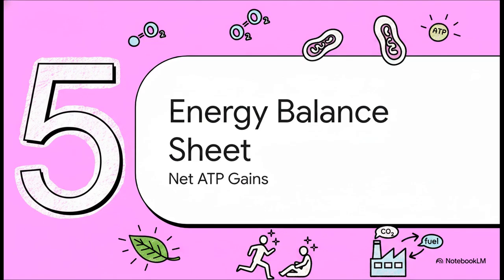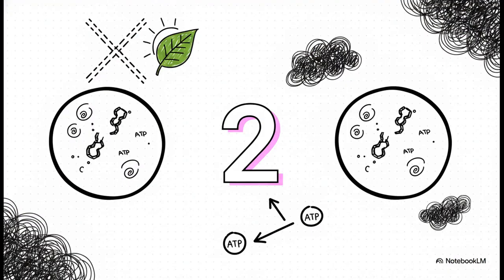So Section 5, the energy balance sheet. We've seen the chemistry, now let's check the ultimate scoreboard for these two strategies. If a cell relies purely on fermentation without any oxygen, the net gain from breaking down one single glucose molecule is just 2 ATP. 2! It's a survival mechanism for sure, but you're definitely not thriving on that.